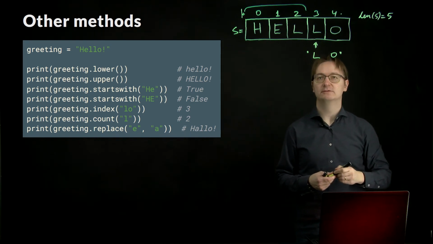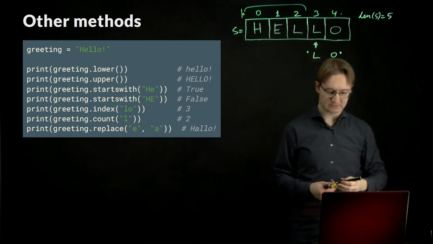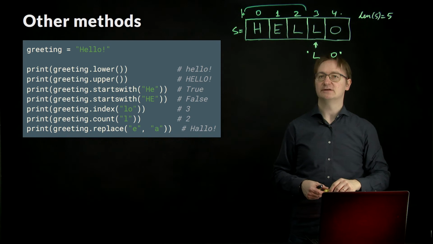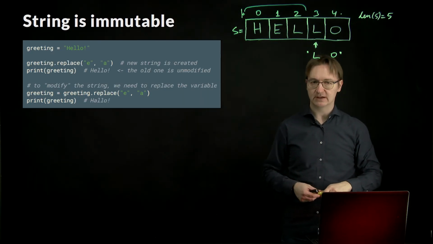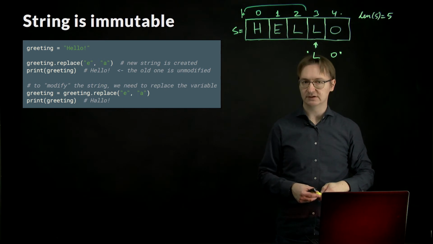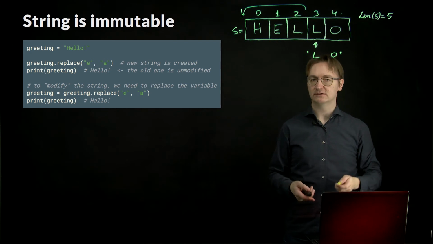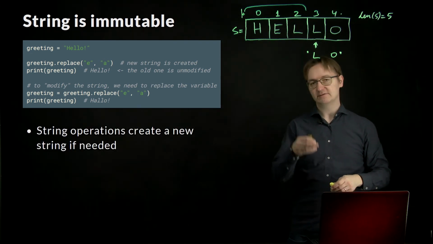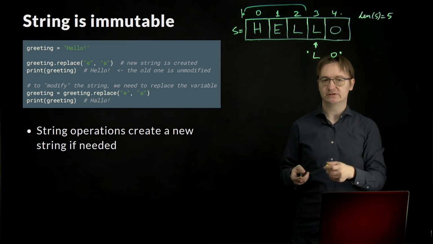Also, you can count how many L's are in the string. So in this given case, it should be 2. And you can replace something. But with replacing, we have to take into account that the string itself is immutable. Immutable means that you cannot change the actual value. So every time you want to change the string, it actually creates a new string.